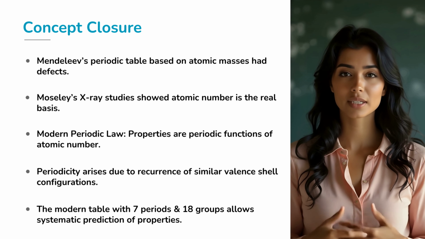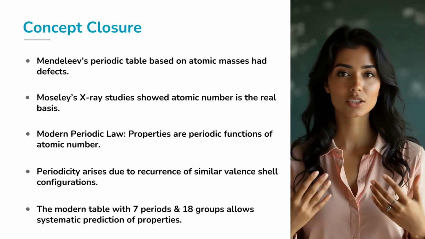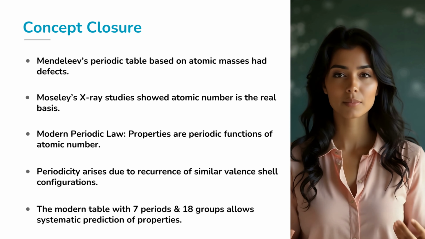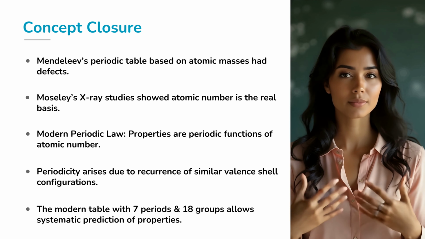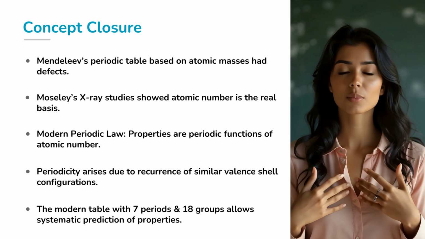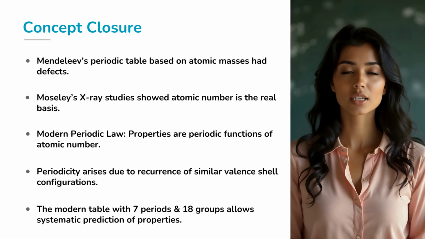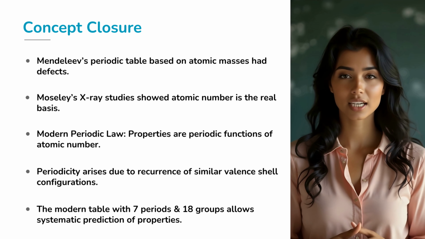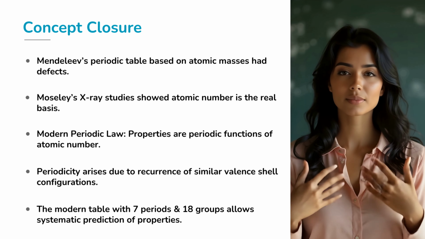Finally, we examined the structure of the modern periodic table with its 7 periods and 18 groups and solved an example predicting properties based purely on atomic number. I hope you now see how the periodic table is more than just a chart on your wall. It is the very roadmap of chemistry, guiding us to understand, predict, and even discover new elements.